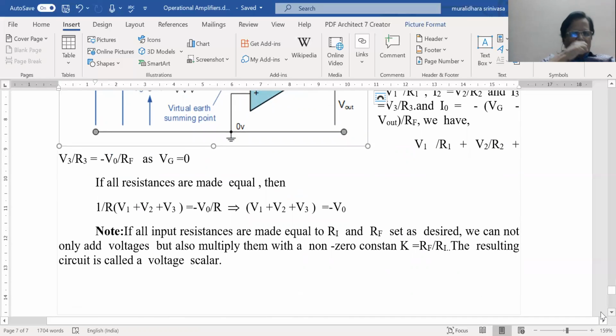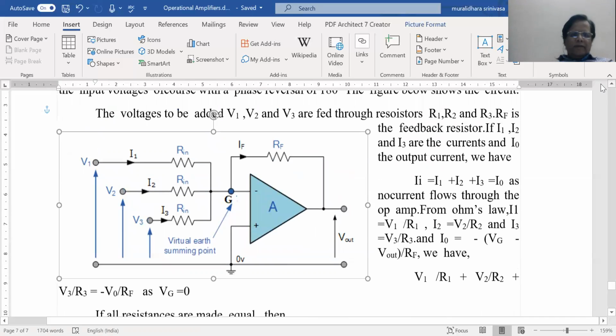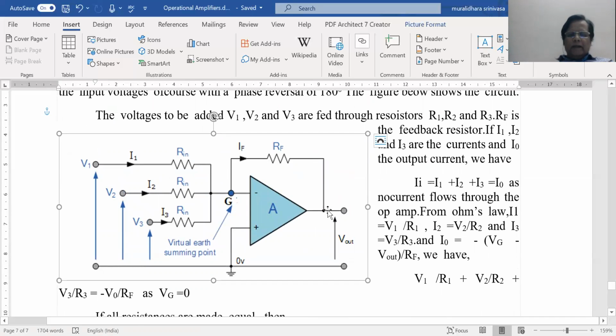So, as VG is 0, we find, now we make all resistors equal and call them R. We have 1 by R into (V1 plus V2 plus V3), which is equal to minus V0 by R. Why minus V0 by R? This current IF is (Vg minus V0) by R. Vg is 0, so minus V0 by RF.